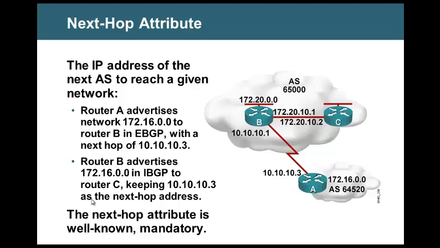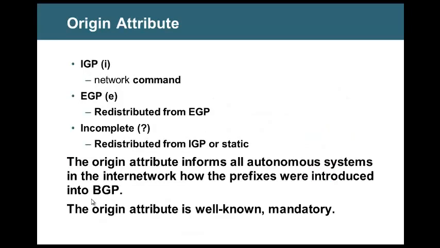We don't have multiple paths here. So next hop is also done. Origin attribute, as I already told you.